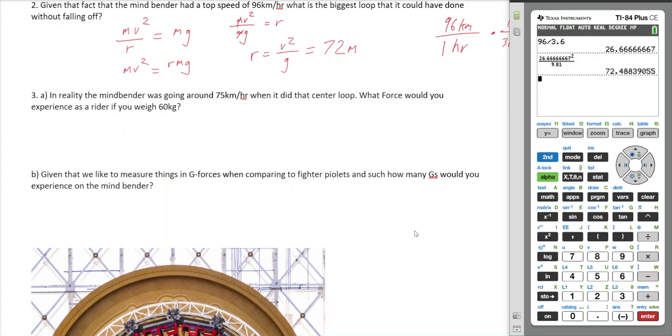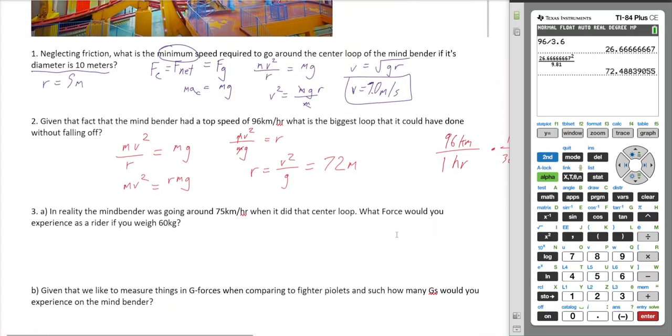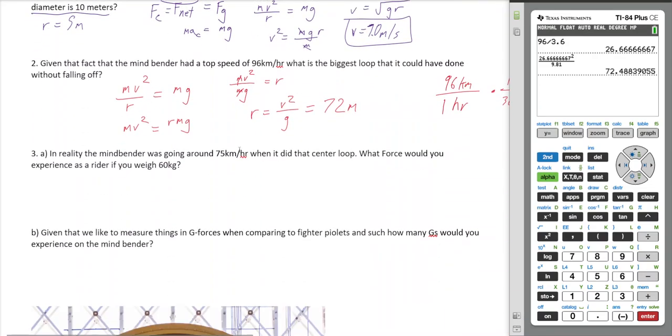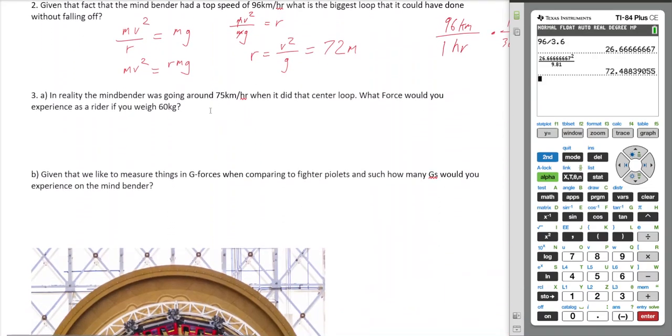Okay, in reality, the Mindbender was going around 75 kilometers per hour. So keep in mind that 96 is a top speed. It was probably not happening at the loop-de-loop. I'm making up these numbers now, the 75. Up till now, the numbers have been reality, roughly. I approximated the 10 based off these pictures. In this case, I'm making up this number as 75. I assume it's slower. I don't know what speed it would have actually been going, so I don't know how many forces this is actually going to be. But let's try this out.